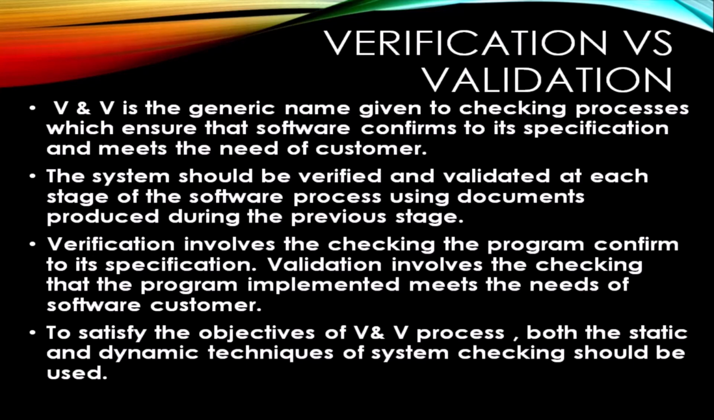V&V is the generic name given to the checking process, which ensures that software conforms to its specifications and meets the needs of the customer. The system should be verified and validated at each stage of the software process using documents produced in the previous stage. Verification involves checking the program conforms to its specification, whereas validation involves checking the implemented program meets the needs of the customer. To satisfy the objective of the V&V process, both static and dynamic techniques of system checking should be used.